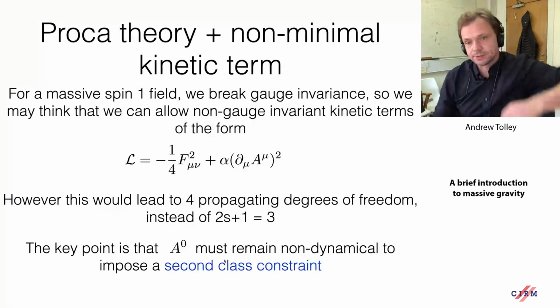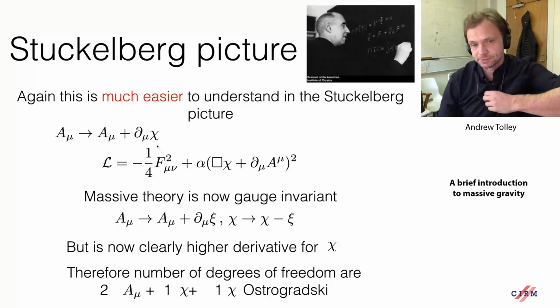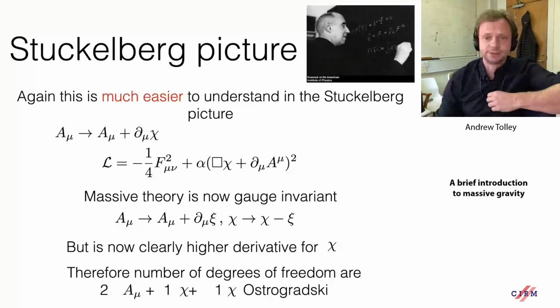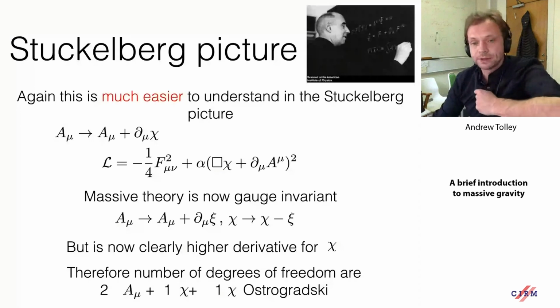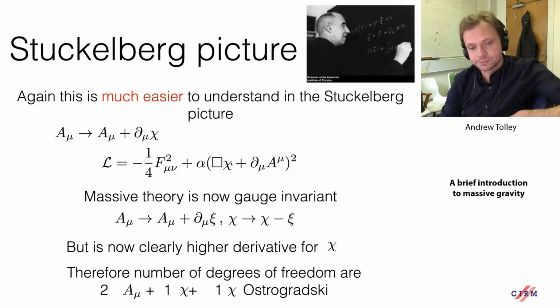Now, this is also easier to understand in the Stuckelberg picture, because if I perform the Stuckelberg trick, do a gauge transformation, promote the gauge parameter to a field, then the action for this is now obviously higher derivative, because I have box chi squared. And so that gives the equation for chi. Now I think of that as a degree of freedom. It obviously has higher derivatives in its equation of motion. And so by the Ostrogradsky argument, that will lead to ghosts, additional degrees of freedom. And so the degrees of freedom counting for this problem will end up being the 2 for Maxwell, the 1 for chi, but then there's also 1 Ostrogradsky ghost associated with chi because it has a box squared type action. And so I have 4 degrees of freedom, which is 1 more than I should have for a massive spin 1 field.